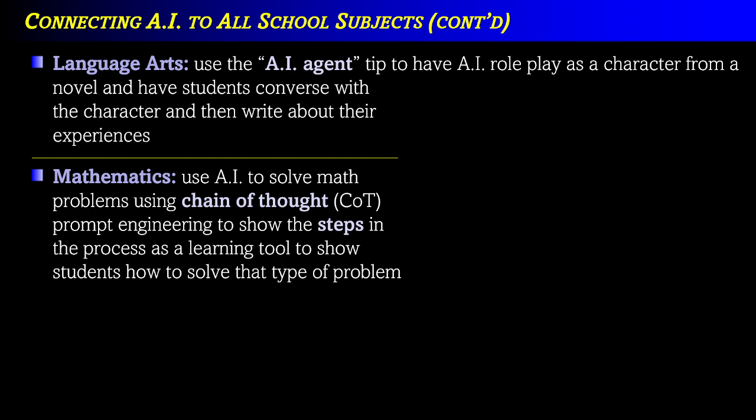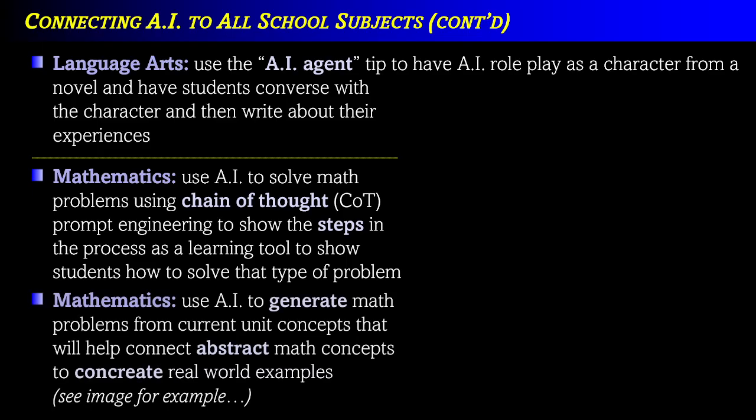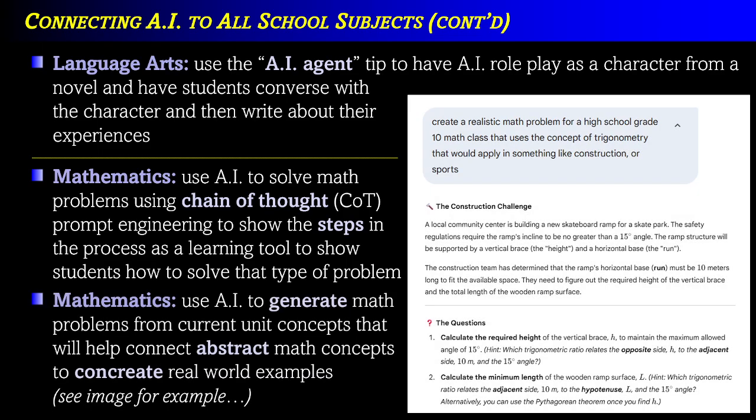You could use AI to solve math problems. Using chain of thought prompt engineering, it would show the steps in the process as a learning tool to show students how they could solve that type of problem. You could use AI to generate math problems from current unit concepts to help students connect abstract math concepts to real world examples. There's an example here in this diagram.